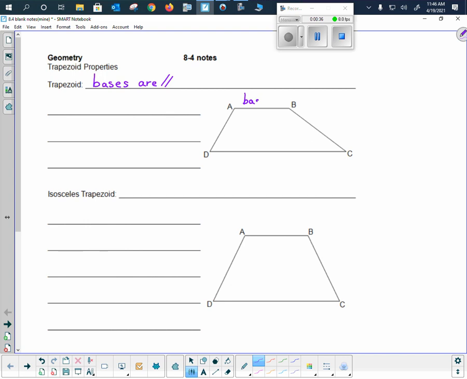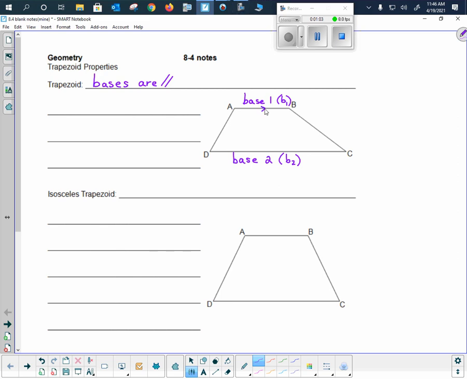So first we'll call this base 1, and for equations I'll do b sub 1. Make sure you understand that's a subscript. And then we'll call this base 2, and so we'll call it b sub 2. It really doesn't matter which one you call b sub 1 and b sub 2, just as long as you know that there are two of them. So you have to know by definition that those are parallel.